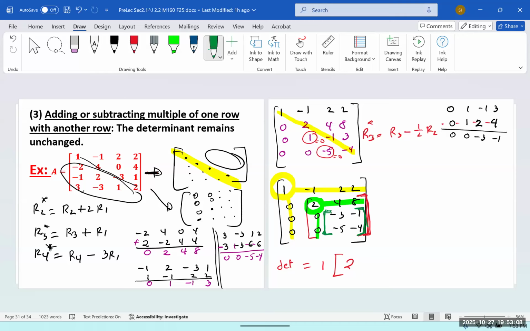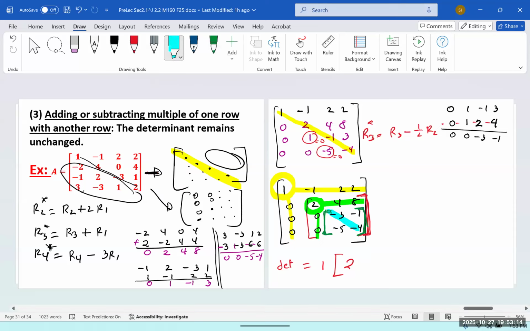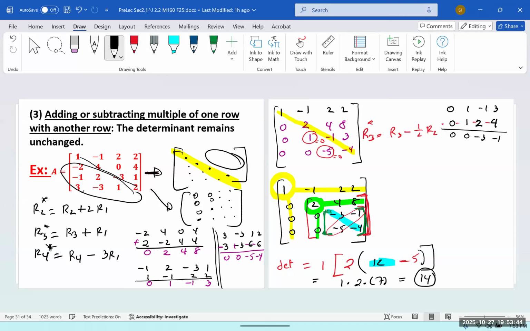So what's the determinant of this tiny matrix? Let me change the color here. It's 2 by 2. So right diagonal minus the left diagonal. So right diagonal is 12, and you're subtracting the left diagonal, 5. Now let's see, what do you have? 1 times 2 times 7, which is 14. Good job, we got it. The answer is 14. Yes.